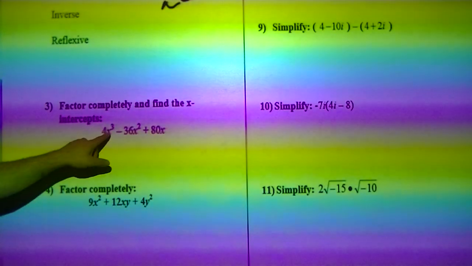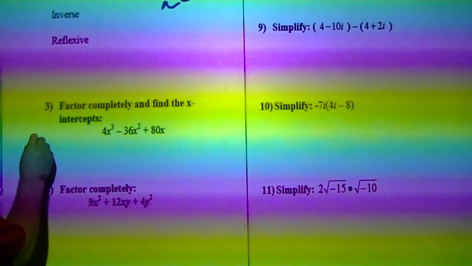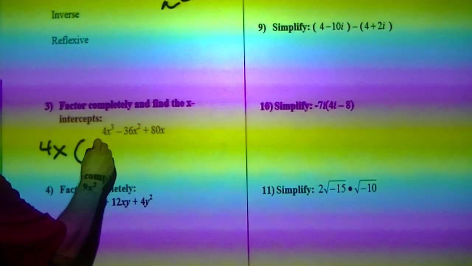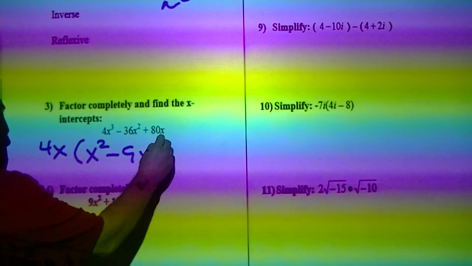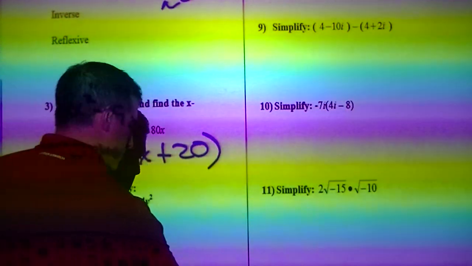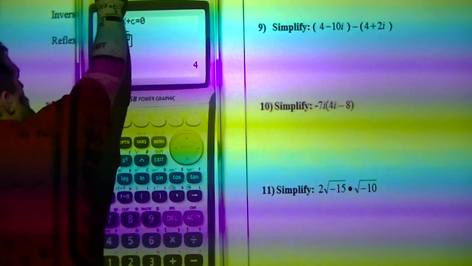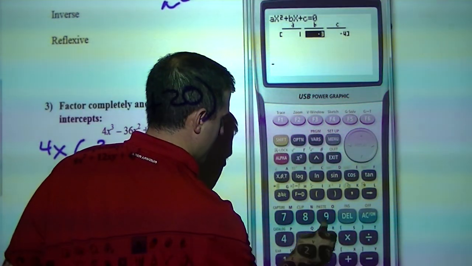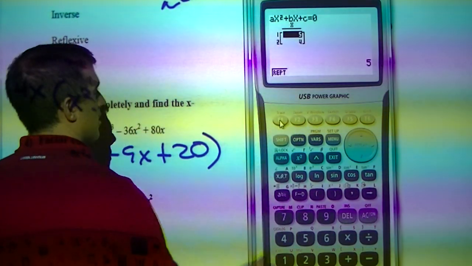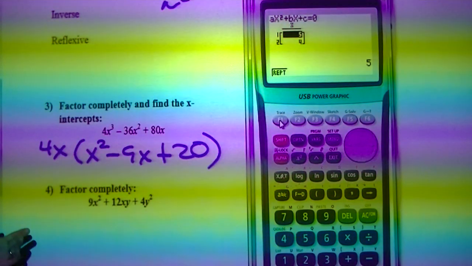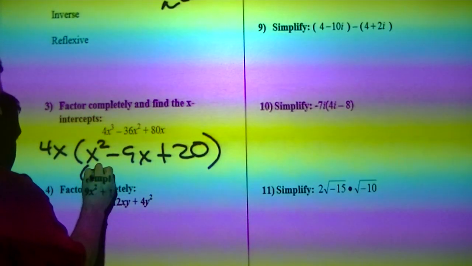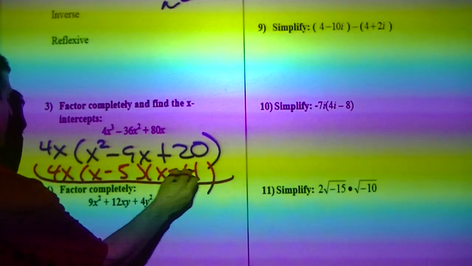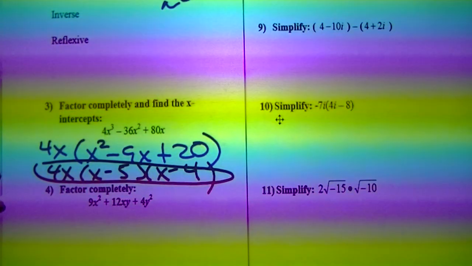Factoring these, the common thing there is going to be 4x. If I take out 4x, what I'm left with is x squared minus 9x plus 20. You can either do box factoring, or I can go back to this and do 1, negative 9, and 20. That means the zeros are 5 and 4. Don't forget your 4x.